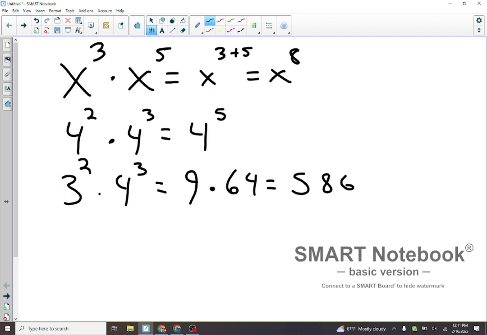If your big numbers are the same, you add the exponents. If they're not the same, you multiply. You have to do the number first, then multiply.